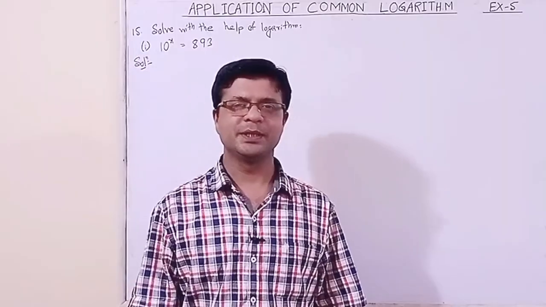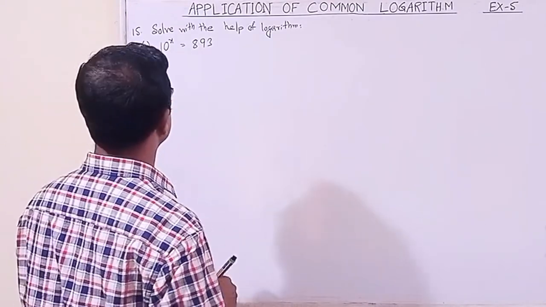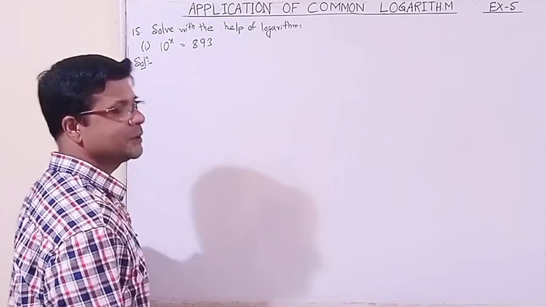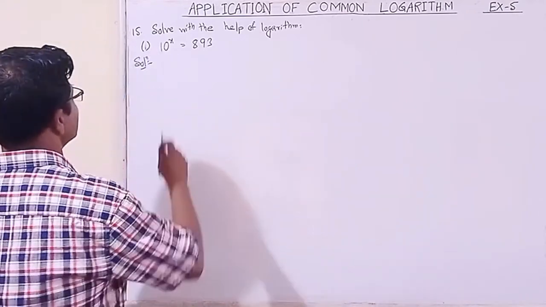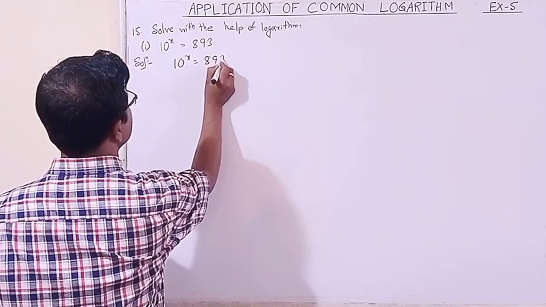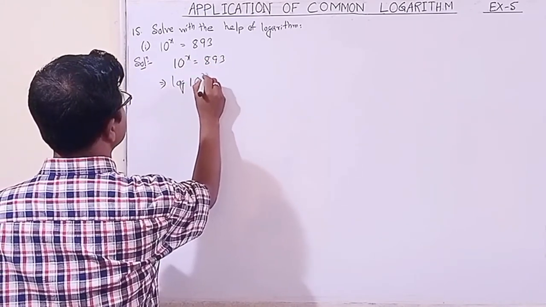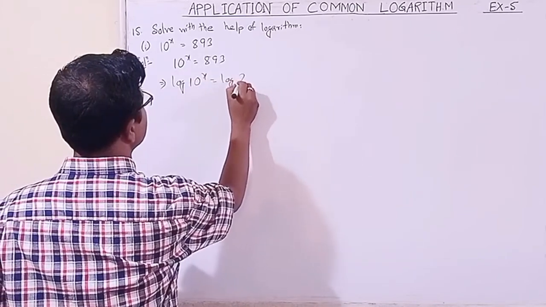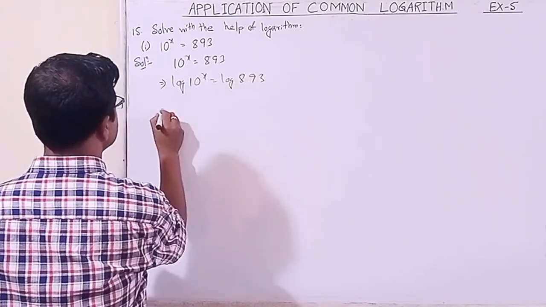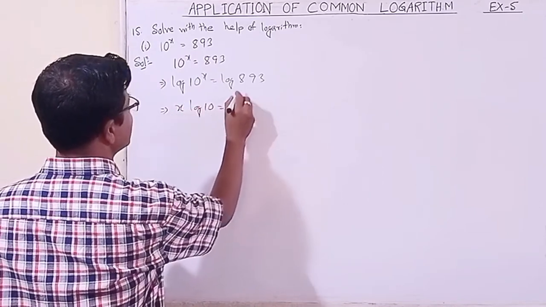Now dear students, we are in question number 15. Let us read the question: solve with the help of logarithm. There are 5 questions. Let us solve the first one. What is given: 10 to the power x equals 893. Let us take log on both the sides: log of 10 to the power x equals log of 893.